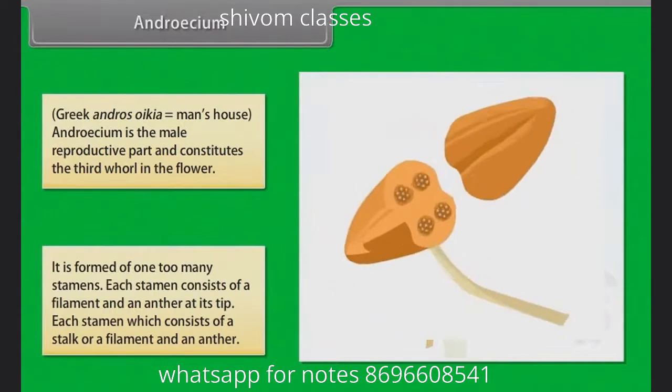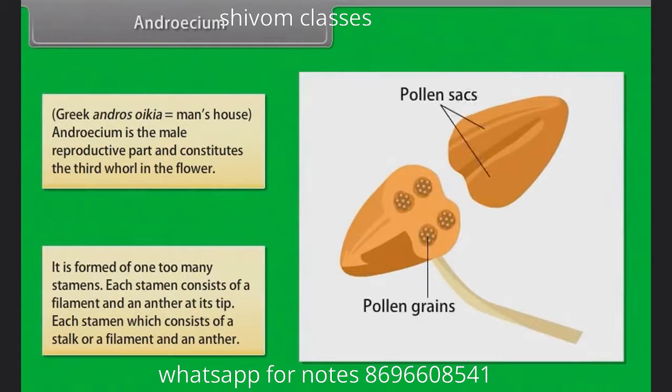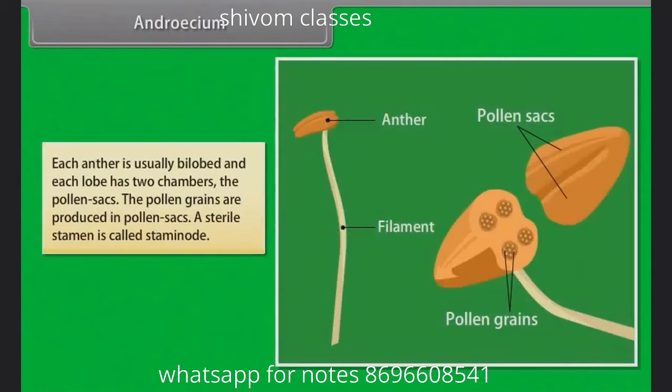Each stamen consists of a stalk, or filament, and an anther. Each anther is usually bilobed, and each lobe has 2 chambers, the pollen sacs. The pollen grains are produced in pollen sacs. A sterile stamen is called a staminode.